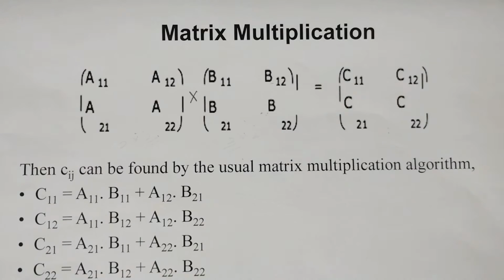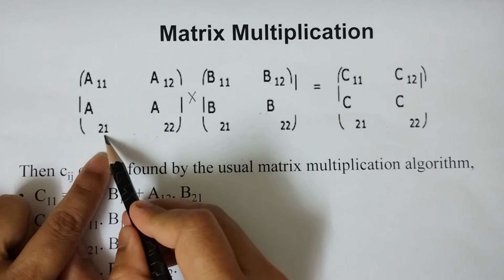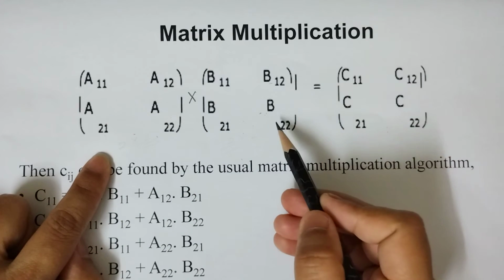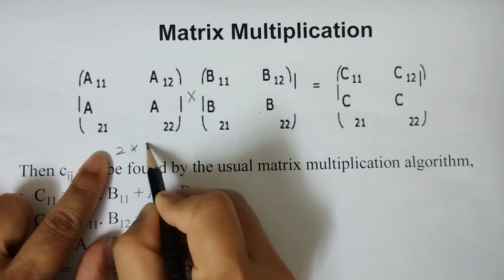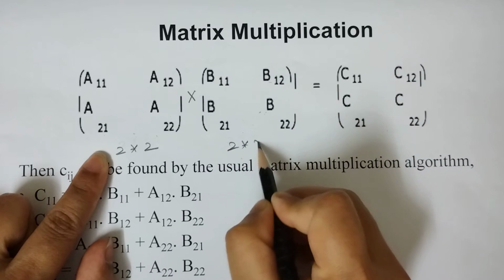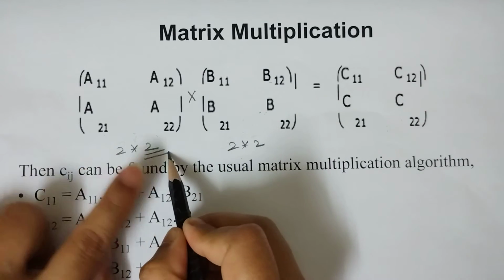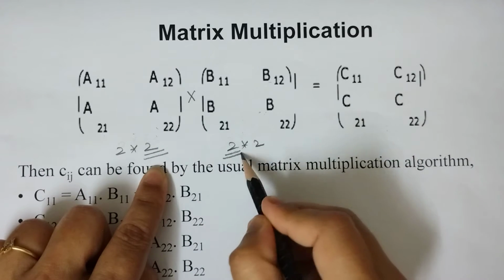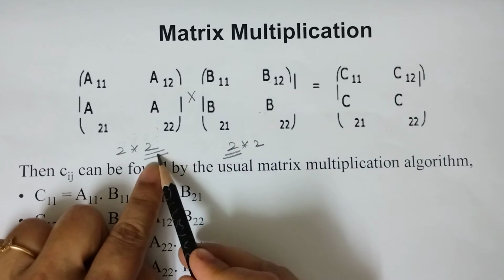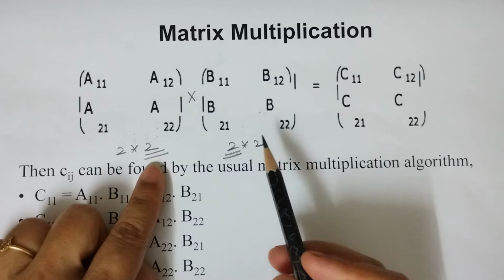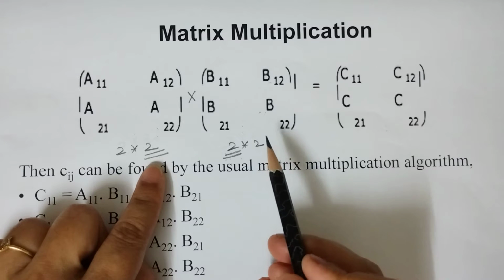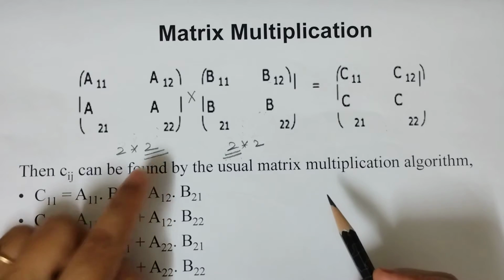One more thing, when you're going for matrix multiplication, you need to know one condition: the first matrix's columns should be equal to the second matrix's rows. For example, here this matrix is a 2 cross 2 matrix and this matrix is also a 2 cross 2 matrix. This is the column value for this matrix and this is the row value for this matrix. Always this column and this row value should be the same. In that case you can go for performing matrix multiplication, otherwise you cannot. I'll tell you what the reason is.